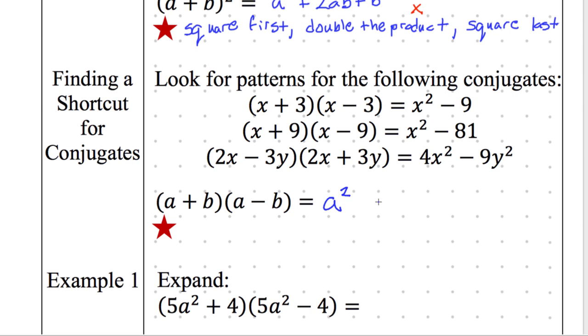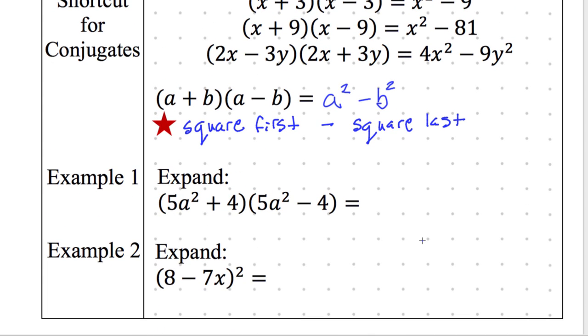All right, A times A is A squared. What's the rest of this? Minus B squared. Anything else? No. Nope, that's it. So our shortcut is square first, minus square last. Done. It's that easy. You guys found the shortcuts on your own. Good job. Hopefully that will make it stick a little bit better than if I just told you. We will check it out.